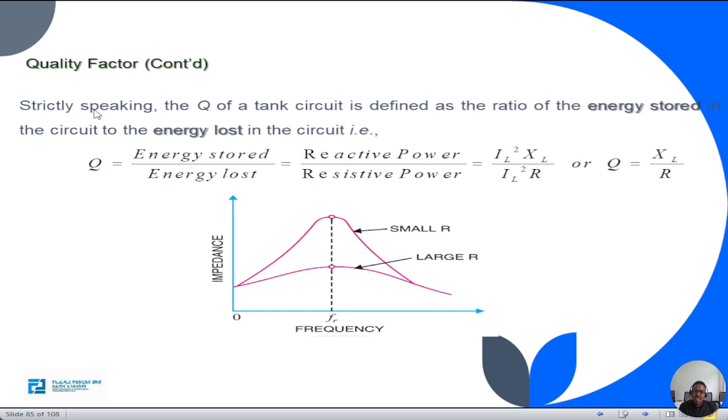Strictly speaking, the quality of a tuning circuit is defined as the ratio of energy stored in the circuit to the energy lost in the circuit. So energy stored over energy lost. The energy stored is the reactive power, and the loss is the resistive power. So IL square XL over IL square R. Cancel IL square, and this becomes XL over R. So this is one parameter of our tuning circuit, the quality factor. It depends on the inductive reactance and the resistance.